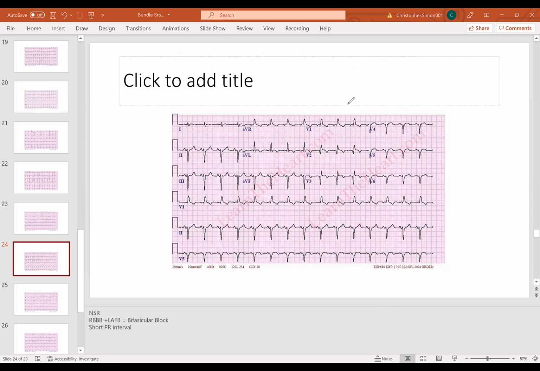Got a normal sinus rhythm. Right bundle branch block. V1 is positive, slurred S waves in lead 1 and V6. And look at lead 2. Is it positive or negative? If it's positive, great. If it's negative, we also have a left anterior fascicular block. Also have a little bit of a short PR interval here too. Some calcium issues maybe.